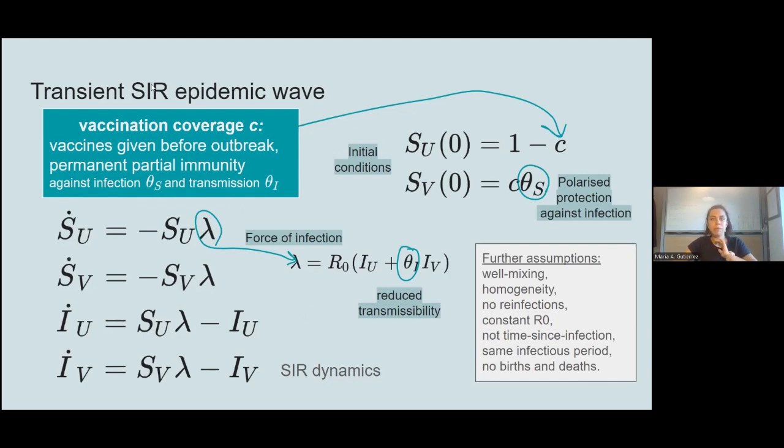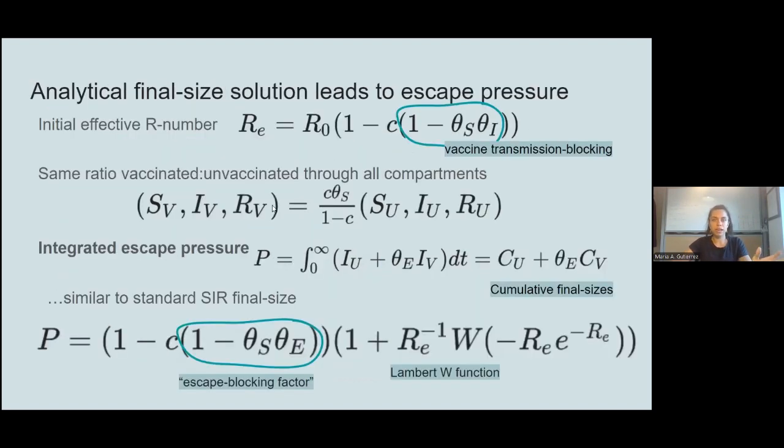And if you read our paper, then we also do a different endemic scenario. So if you're interested more in an endemic disease, then you can look at the results that we get for that case. But here with this SIR model, we can actually do a lot of analytical work to find the final size solution in a similar spirit as with traditional SIR models. And so we can find the cumulative escape pressure, so integrated across the whole epidemic wave.